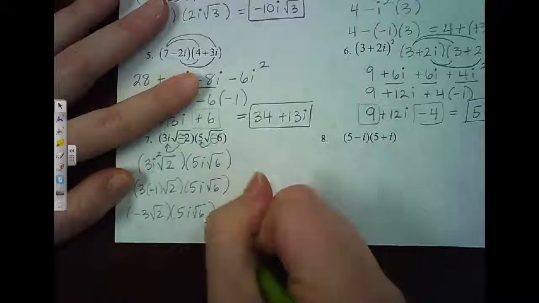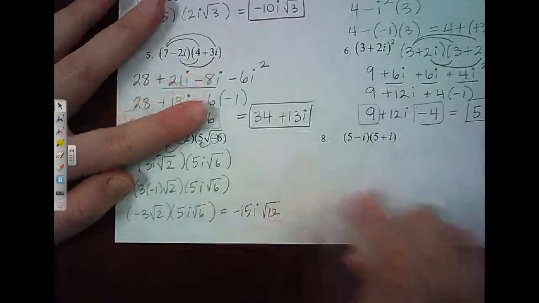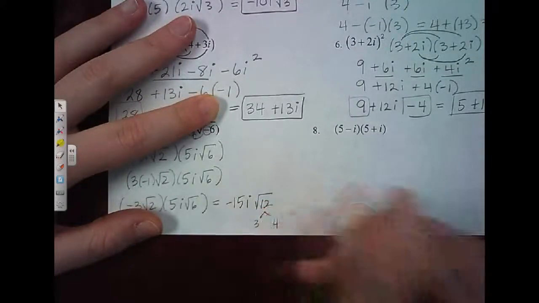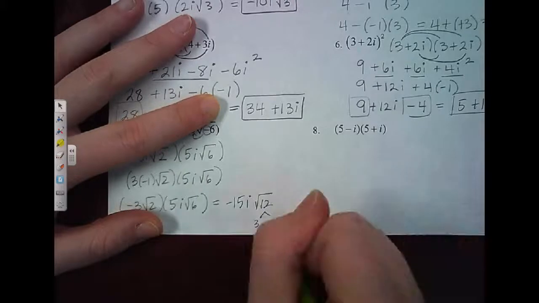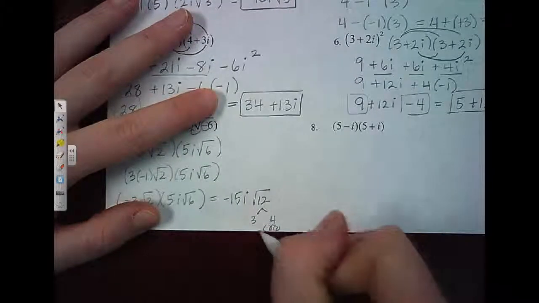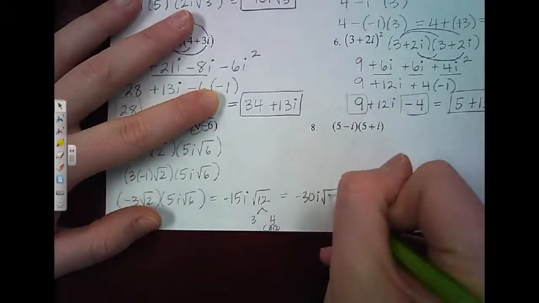So multiply the outsides, we get negative 15i square root 12. Then you should have simplified the 12 to 3 and 4, and 2 and 2. So pull out a 2 and multiply. So negative 30i square root of 3.